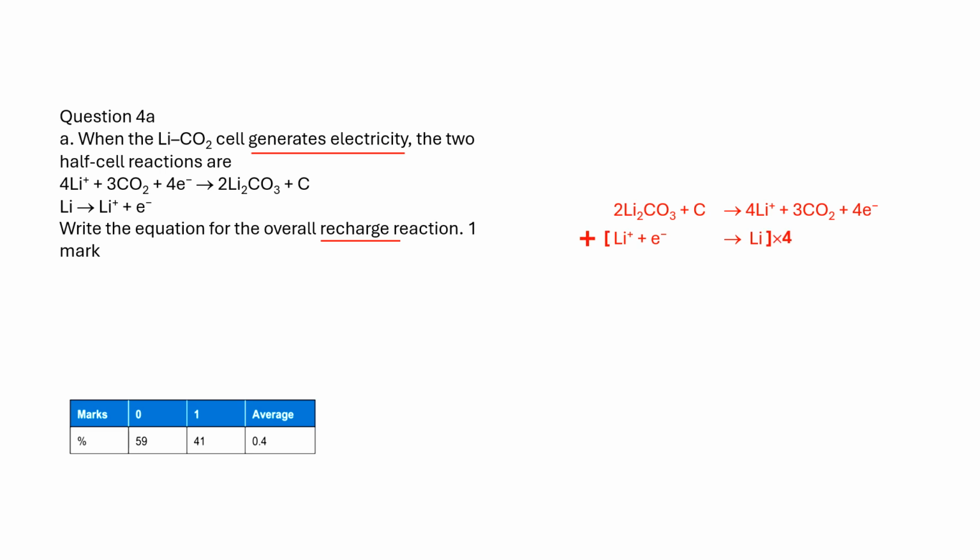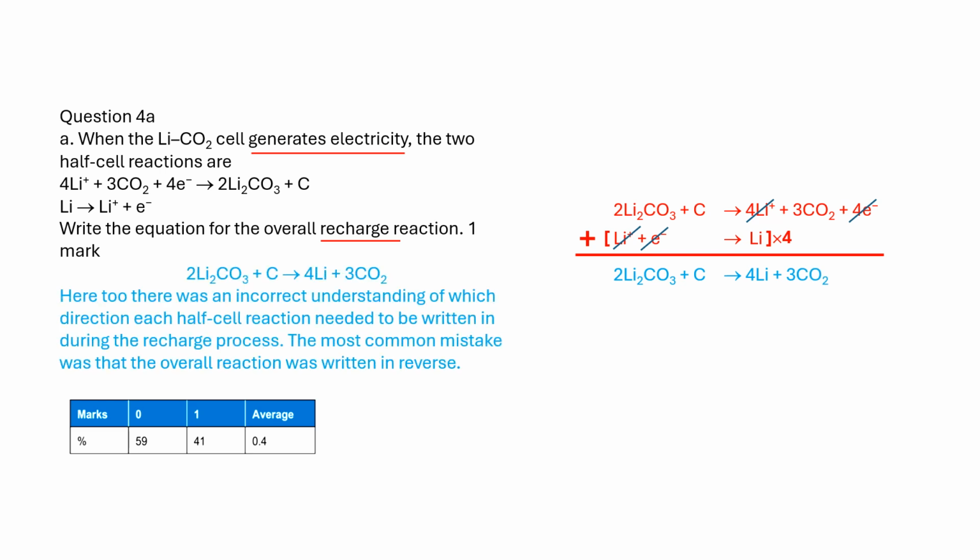Balance the electrons on both sides and add them. The state of substances isn't required here. Don't use a double arrow here because the reaction is one way.